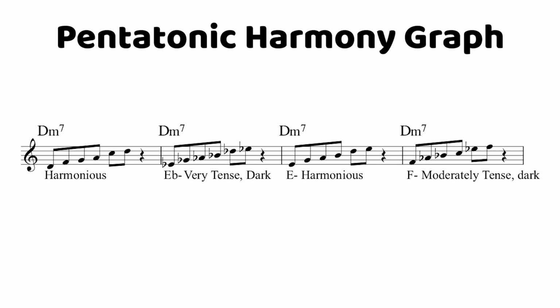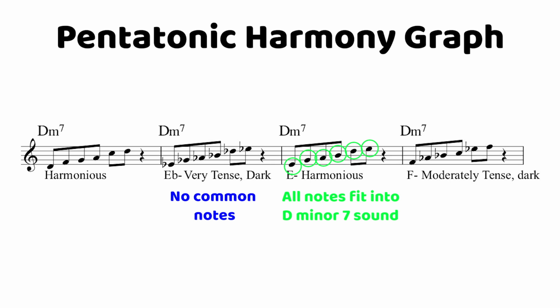So we want to really understand how some options, as you'll see in bar 3, actually end up being harmonious because all the notes fit into that D minor 7 sound, whereas some of the options, like in bar 2, are going to be very tense because we don't share any common notes in the E flat minor pentatonic sound when using it on a D minor 7. In other words, none of the notes from the E flat minor pentatonic sound fit inside the D minor chord scale, which would be D Dorian. There are no common notes there.